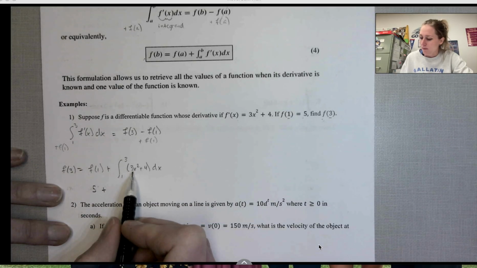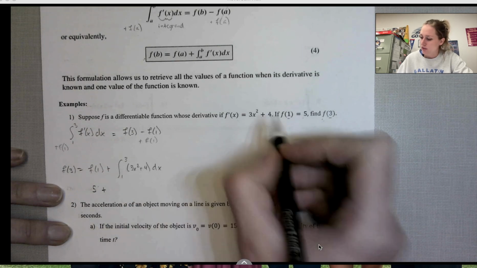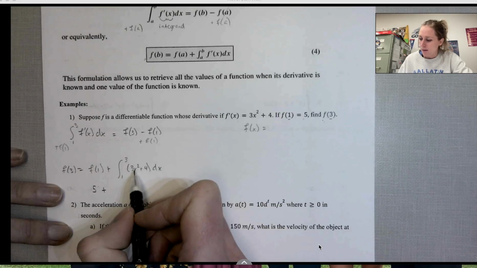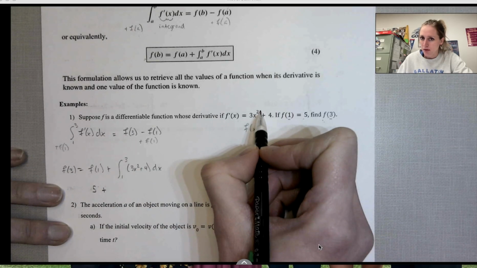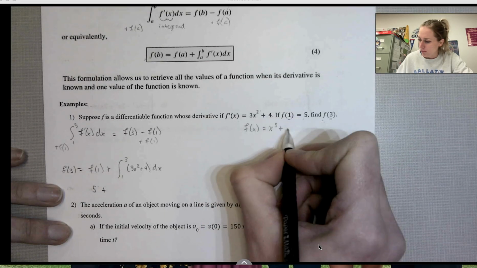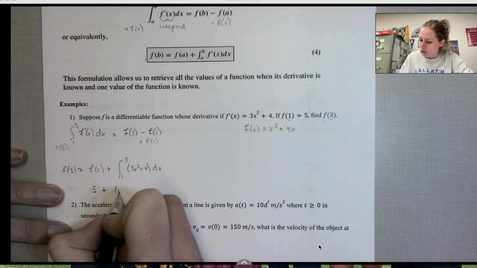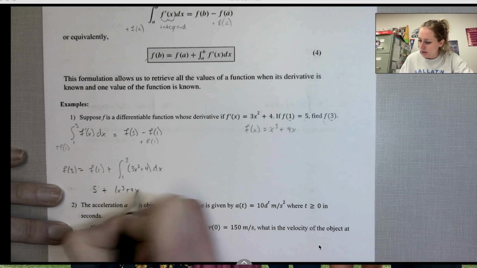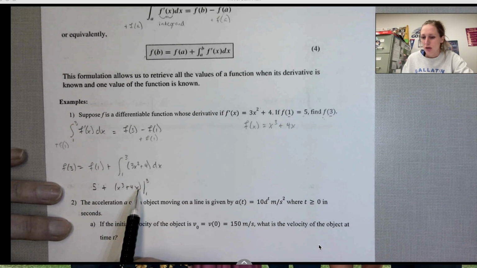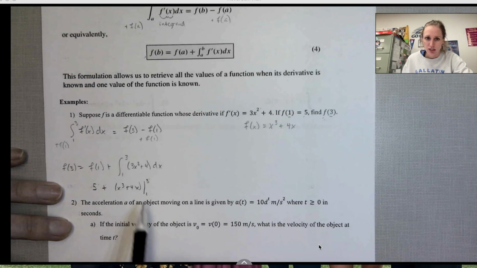Okay, and now I need to find the antiderivative of this. So if this is f prime, I need to find what was f. So I use my opposite power rule. I add 1 to the exponent and divide by that exponent, so we should get x cubed. Antiderivative of 4 is 4x. So I'm evaluating, and you guys will see this notation where they'll put just a vertical line with our upper and lower limits here, and this says I'm going to evaluate this function for 1 and for 3. So that notation you'll see.